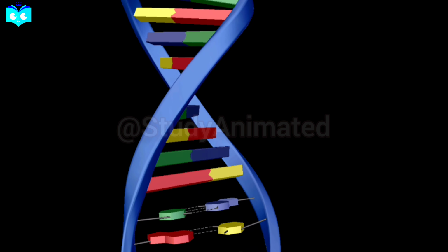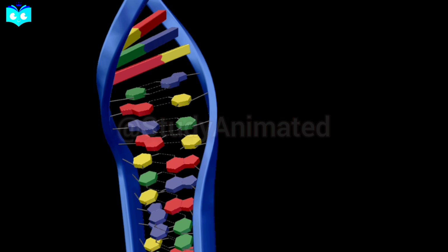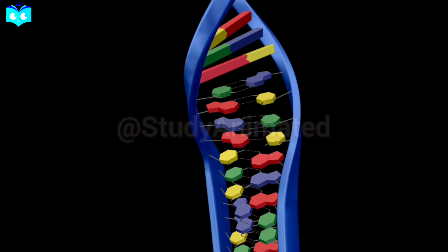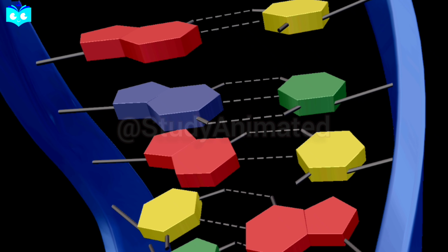The two strands are held together by hydrogen bonds between their nitrogenous bases. But the bases pair in a specific manner. Adenine pairs with thymine. Guanine pairs with cytosine. This is called complementary base pairing. Adenine and thymine are joined by two hydrogen bonds. Guanine and cytosine are joined by 3 hydrogen bonds. Therefore, the two strands of DNA are complementary.